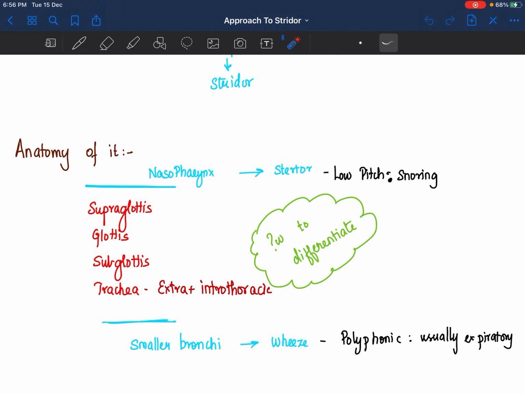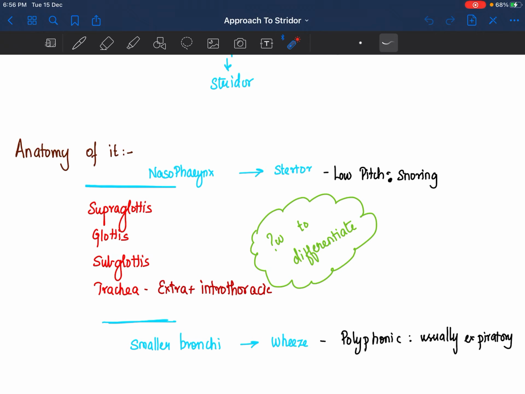If there is a problem above the supraglottis, somewhere between the nasopharynx and the supraglottis, if there is an obstruction, what you generally have is a low pitched sound that is called a stridor if the child is awake. If the child is asleep, you call it snoring. Suppose there is an obstruction below the intrathoracic trachea, in the smaller bronchi, then you call it a wheeze. Wheeze is polyphonic and it is usually expiratory. So if you have a problem between the supraglottis and the intrathoracic trachea, then you end up with a stridor.